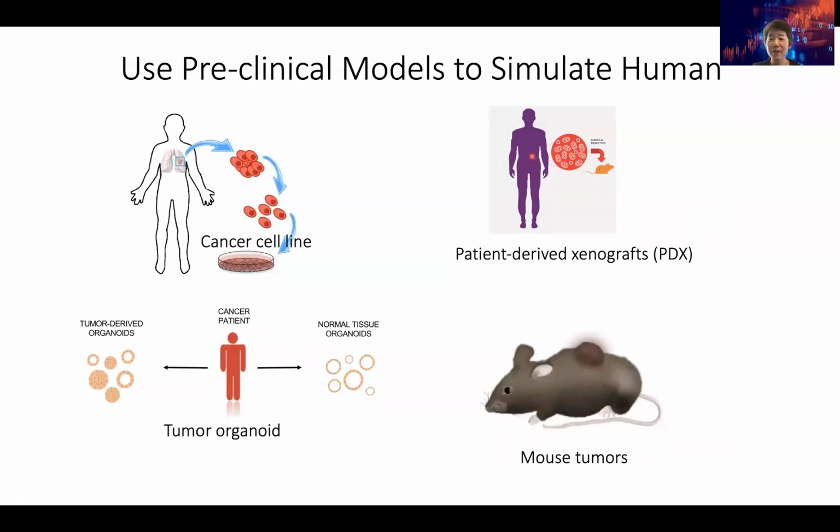Because it's very difficult and expensive to collect these samples from patients, there are models that people can use to simulate a human tumor. These include cancer cell lines. Initially, for example, HeLa is a very well-known one, from cervical cancer. So you take the cancer cell from the patient tumor and you plate them onto a plate.